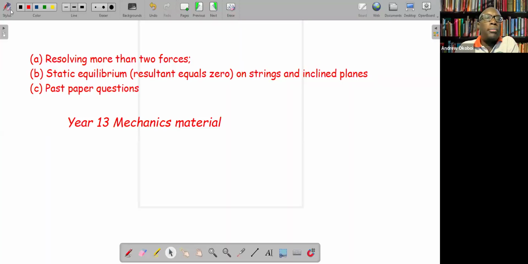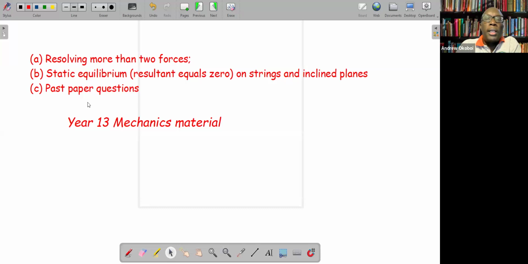Today we're going to look at how we can go about resolving more than two forces. Everything we're doing today is really year 13 mechanics material, so I'm going to explain certain things that are new. We'll see how we resolve more than two forces, and typically all the problems you're going to get on an exam are going to have more than two forces.